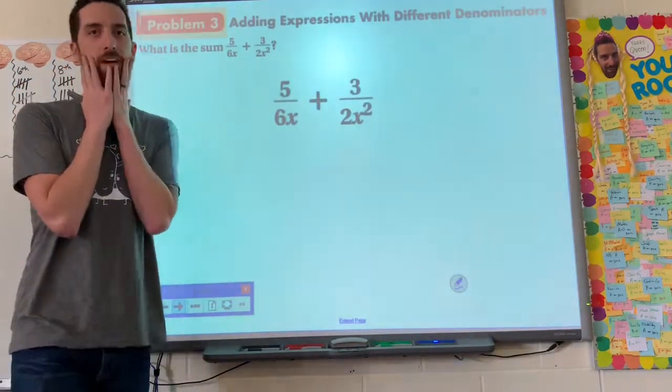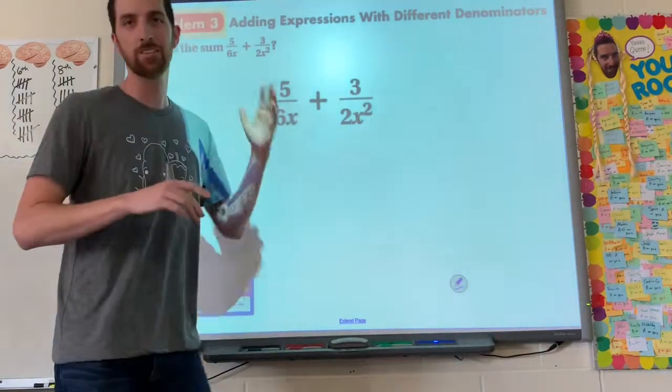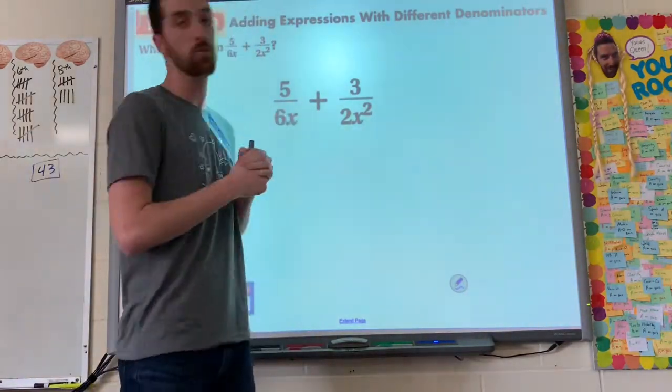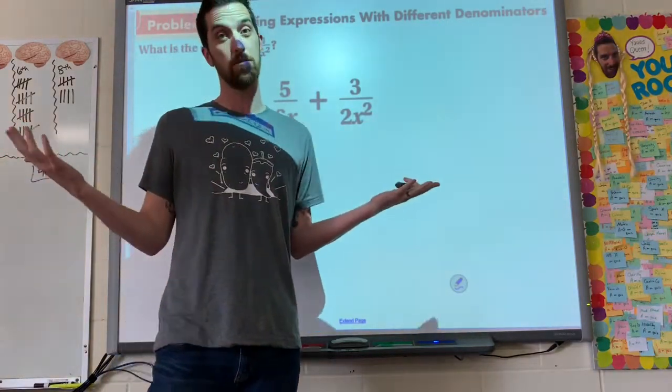Oh no, now they don't have the same denominator. This one's 6x, that one's 2x squared. So we gotta find a common denominator. You can always force them to have the same denominator.